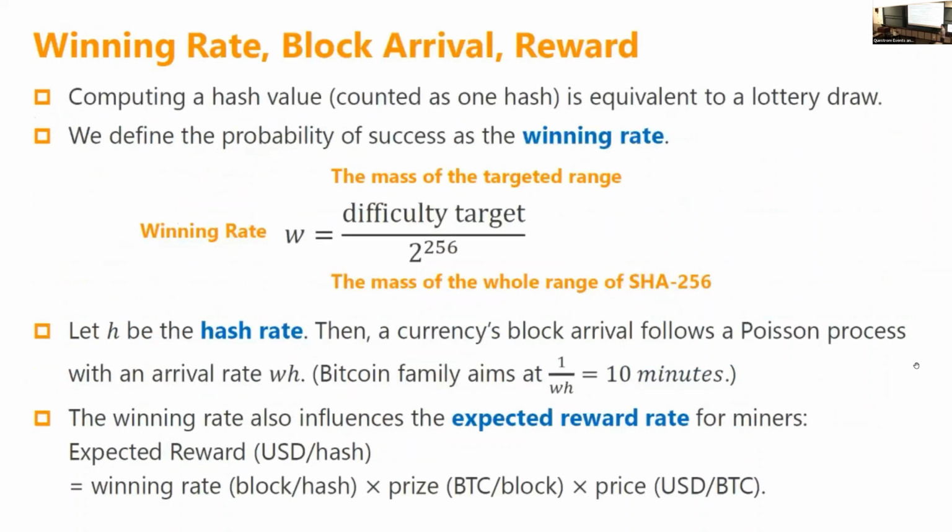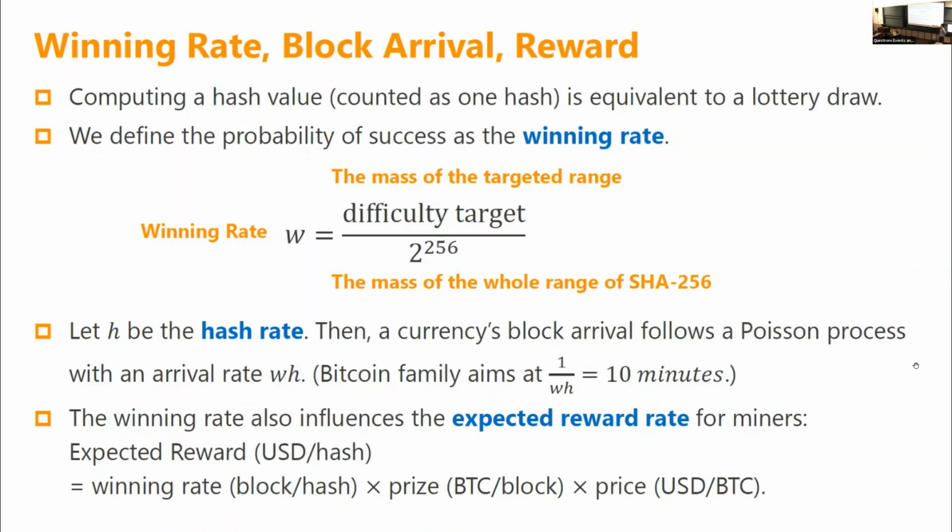Let me explain the model structure. First, I explain the difficulty adjustment procedure. Computing a hash value for a proof of work currency is equivalent to one lottery draw. The probability of success is denoted as the winning rate in this paper, and it's given by the difficulty target over 2 to the 256.